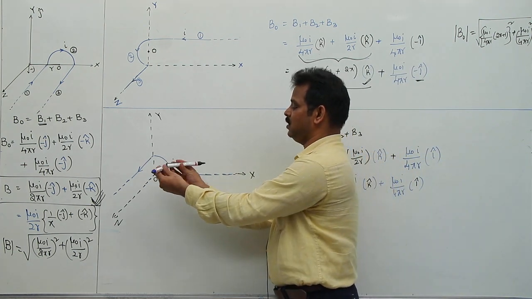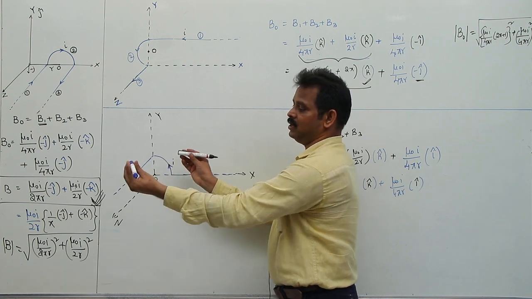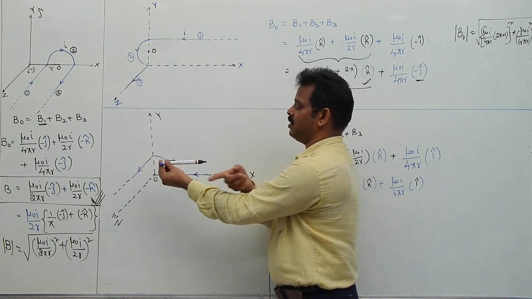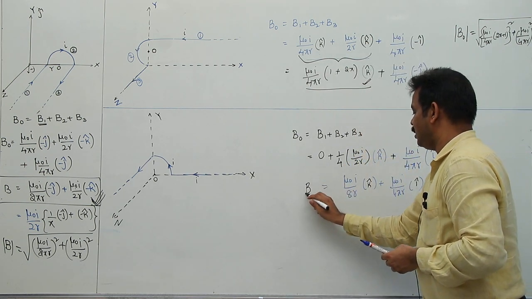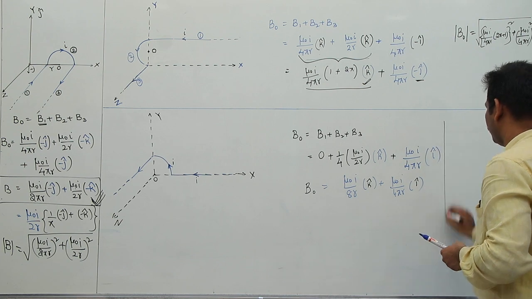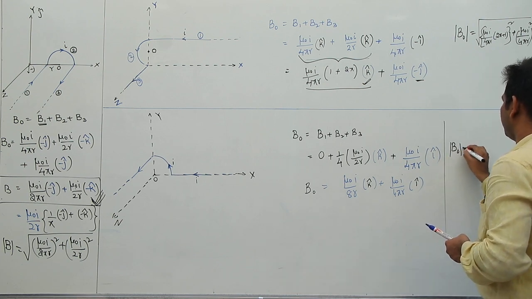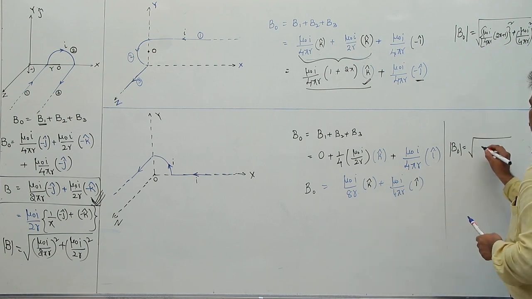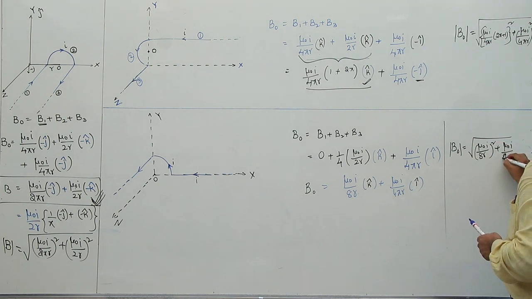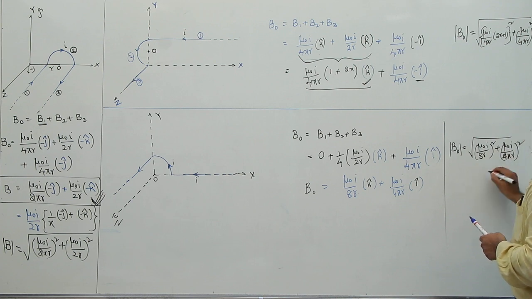As two fields are acting, one along x-axis, one along z-axis, the resultant will be given by the diagonal drawn from this one, or by using the parallelogram law of vector addition. To find out the magnitude of BO, we can square these two: root over B1 square plus B2 square, or mu naught I by 8R whole square, mu naught I by 4 pi R whole square. This is the magnitude of this magnetic field at center O.